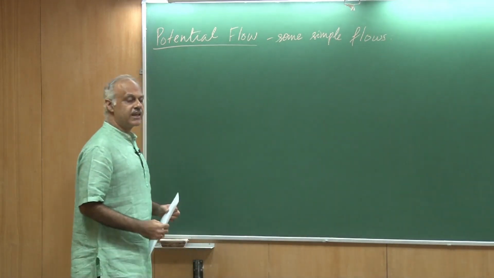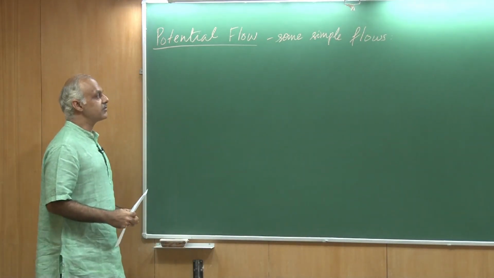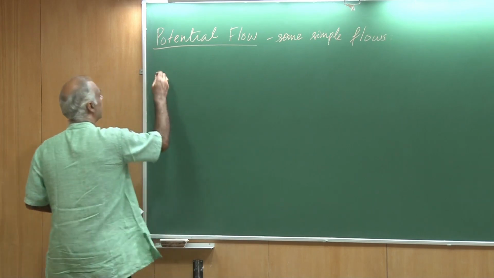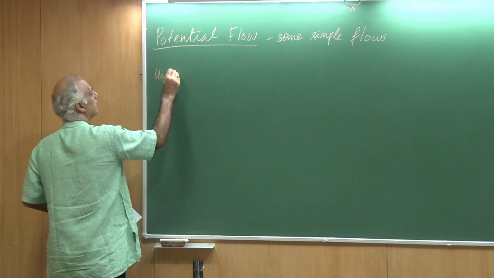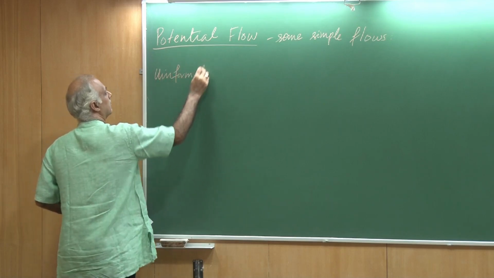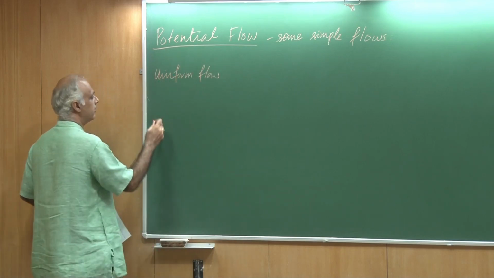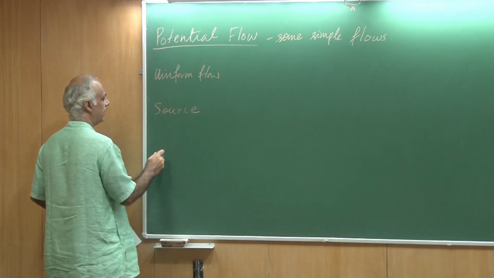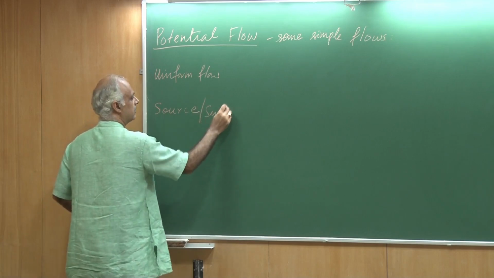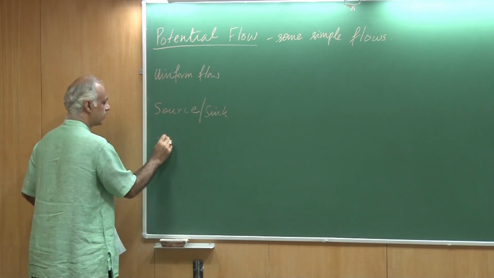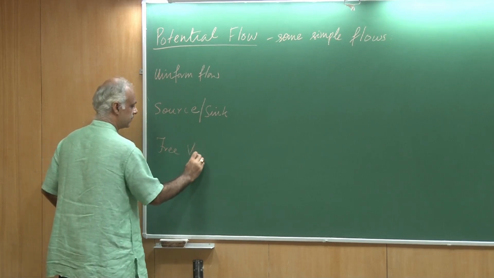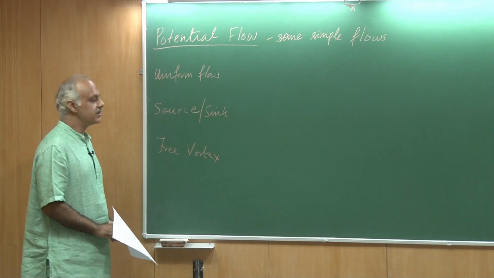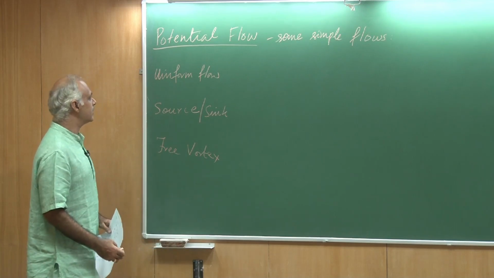So first we would like to review what are some of the simple flows that we saw in the last class. So we had a uniform flow, then we looked at a source or a sink, and then we also looked at a free vortex. So let's see what the stream function and the velocity potential for these flows were.